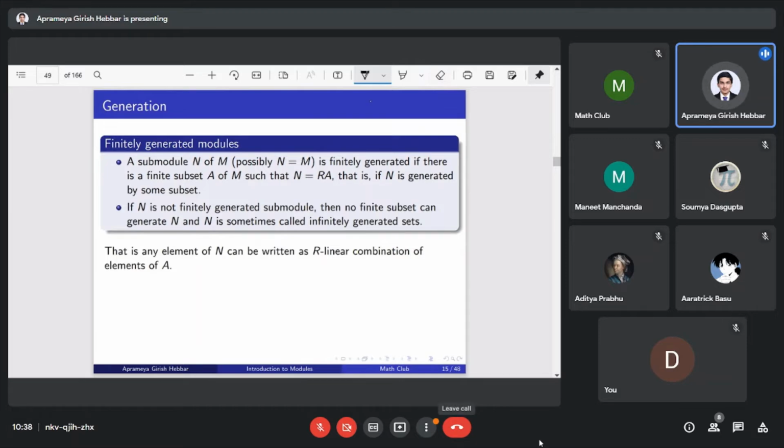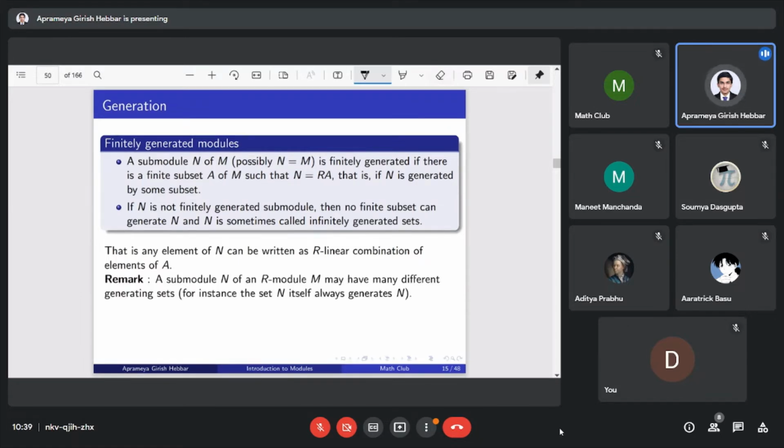Now, what does finitely generated mean? Any element of N can be written as an R-linear combination of the elements of A. Here I want to remark that a submodule N can be generated by many different generating sets. For instance, N itself always generates N. For example, RN is nothing but N, because any element here is contained here, and any element here can be written as 1 times that element.